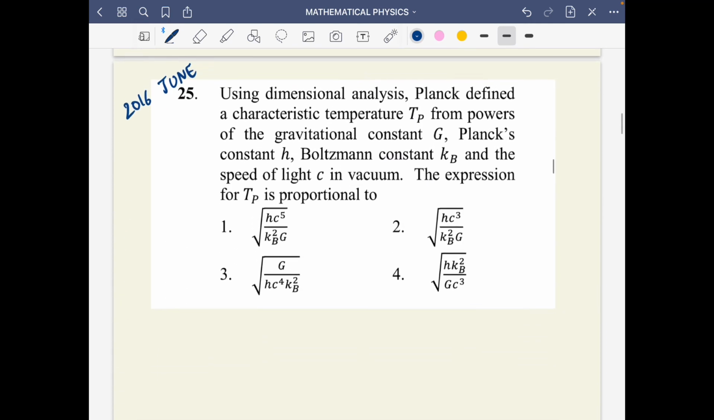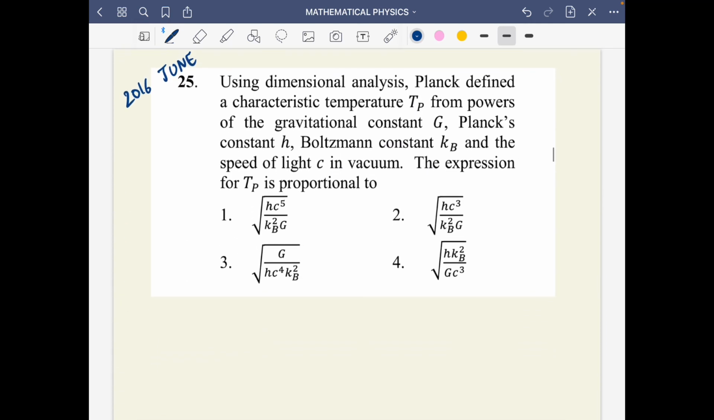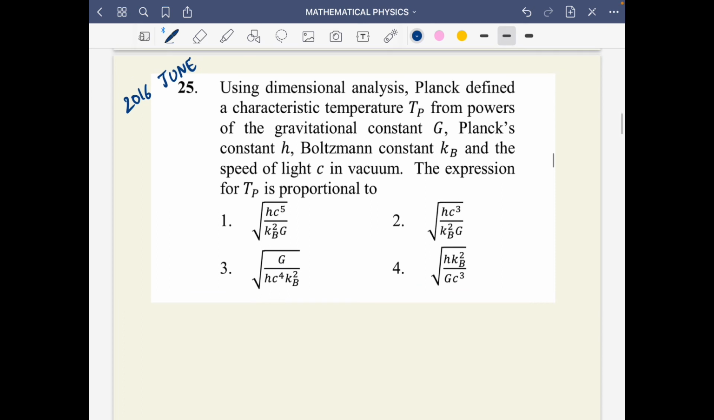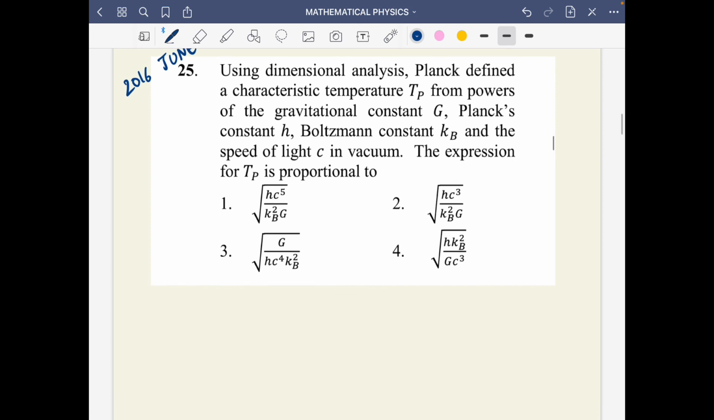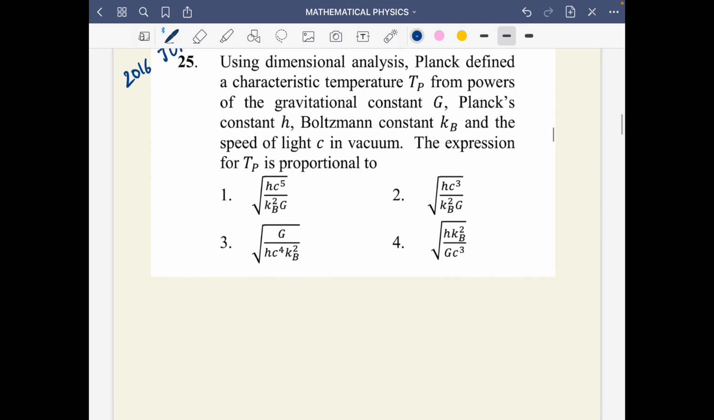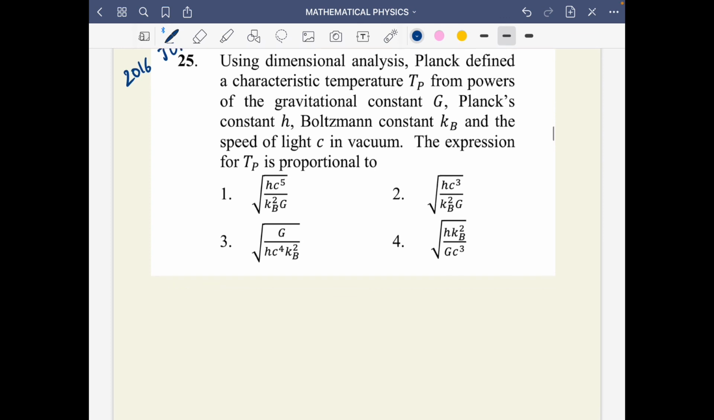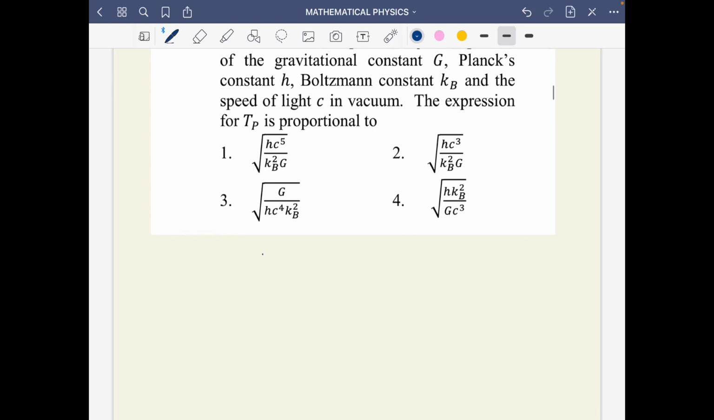Next question is from 2016 June. Using dimensional analysis, Planck defined a characteristic temperature Tp from powers of the gravitational constant G, Planck's constant h, Boltzmann constant kB, and the speed of light c in vacuum. The expression of Tp is proportional to... So here the dependence of the characteristic temperature is given, which is as follows.